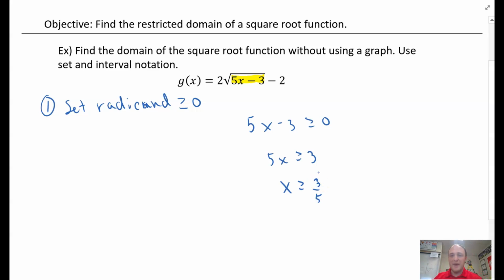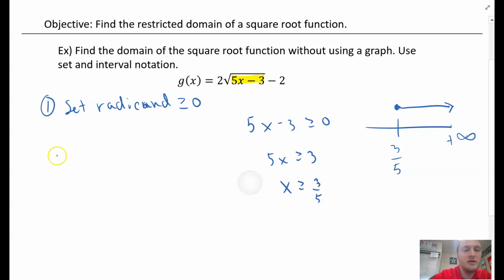So if my x values must be greater than or equal to 3/5, I want to write this on a number line. Here's 3/5. I want all the values equal to 3/5 and greater, going this way, toward positive infinity. How am I going to write that in set and interval notation?